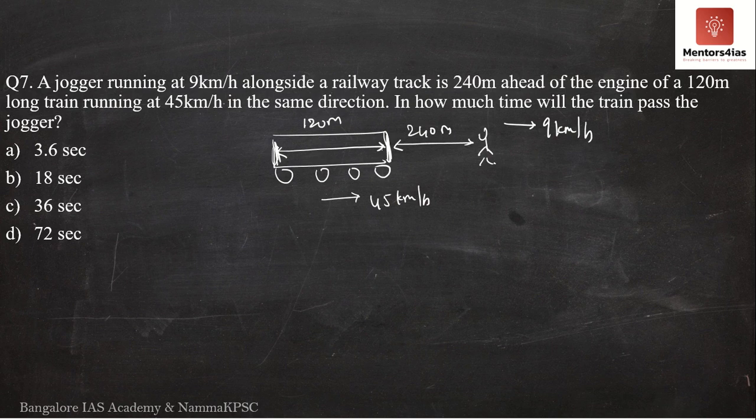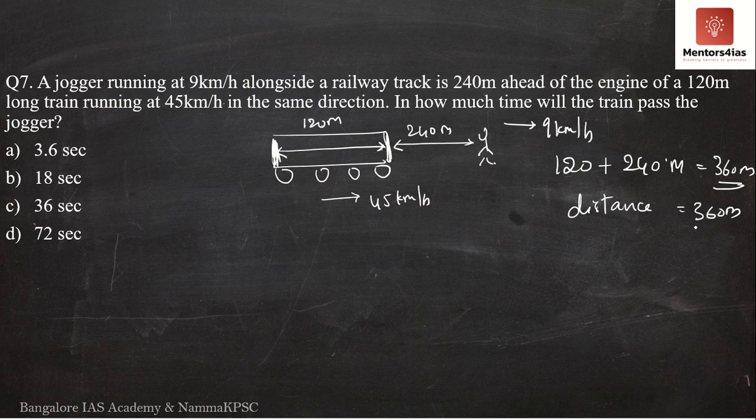What does this mean? This rear end should be passing him. For the rear end to pass him, what is the total distance covered? 120 meters plus 240 meters. This is nothing but 240 plus 120, which is 360 meters. Therefore, the total distance for us is nothing but the total length over here, which is equal to 360 meters.